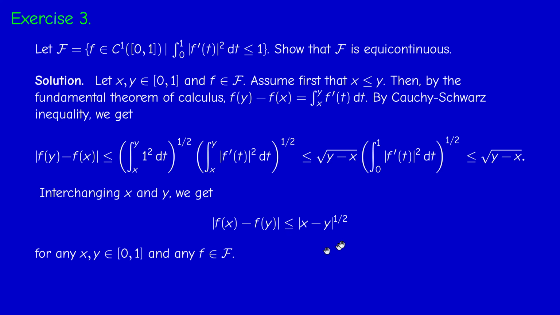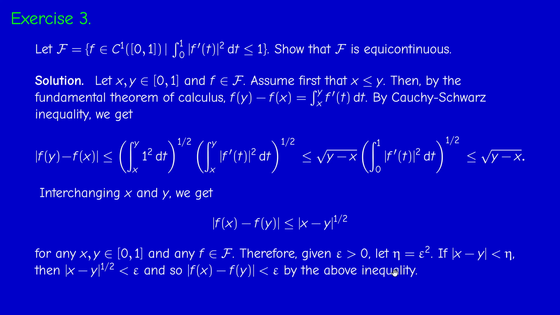And now this is something stronger than equicontinuity and stronger than uniform equicontinuity. Actually, it's, if you like, Lipschitz-type equicontinuity. So this is easy. If you give me some epsilon, I take eta to be epsilon squared. Therefore, if x minus y is less than eta, then the absolute value of x minus y to the power 1/2 is less than eta to the power 1/2, the radical of eta. But the radical of eta is epsilon, so this is less than epsilon.